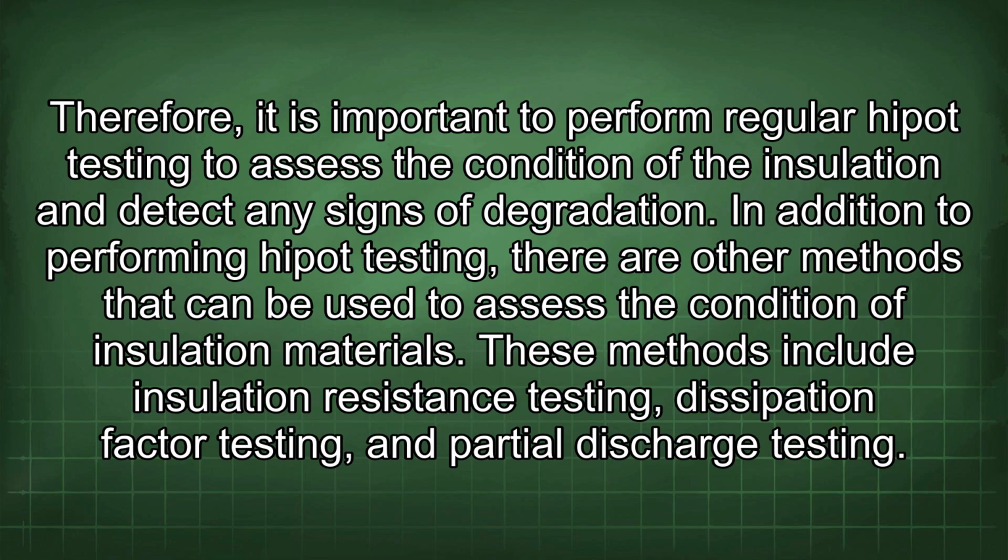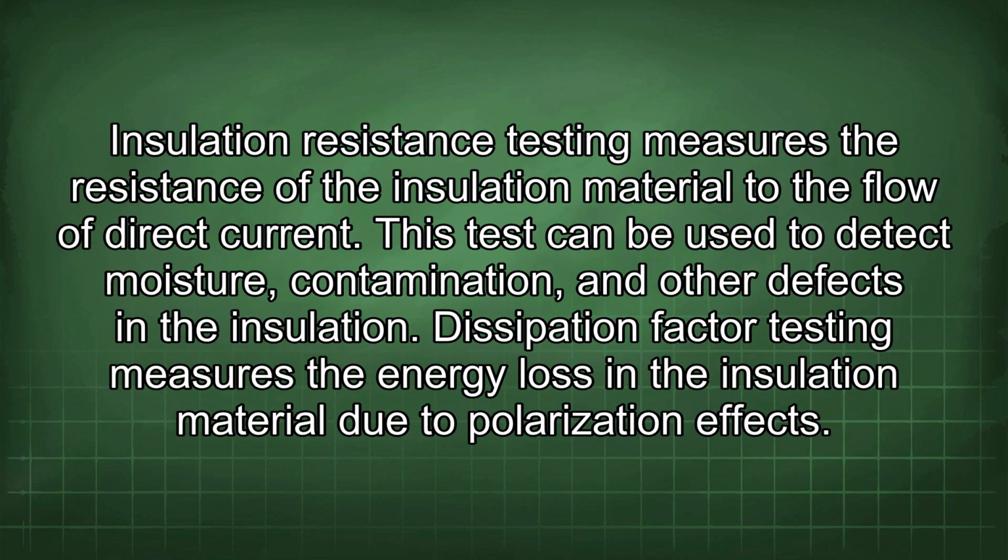of degradation. In addition to performing Hipot testing, there are other methods that can be used to assess the condition of insulation materials. These methods include insulation resistance testing, dissipation factor testing, and partial discharge testing. Insulation resistance testing measures the resistance of the insulation material to the flow of direct current. This test can be used to detect moisture, contamination, and other defects in the insulation.